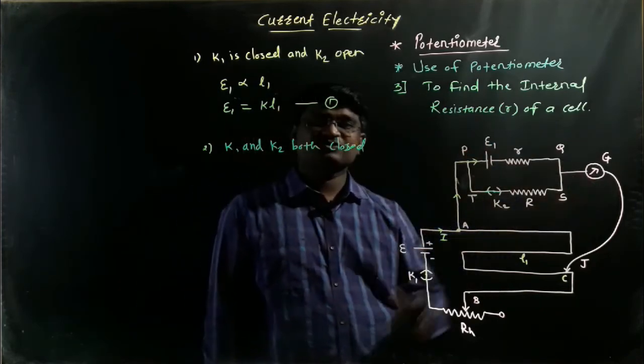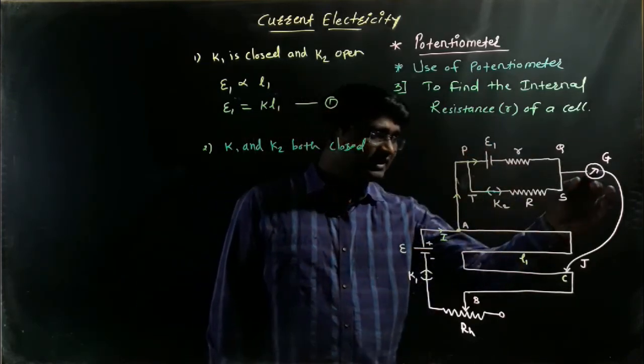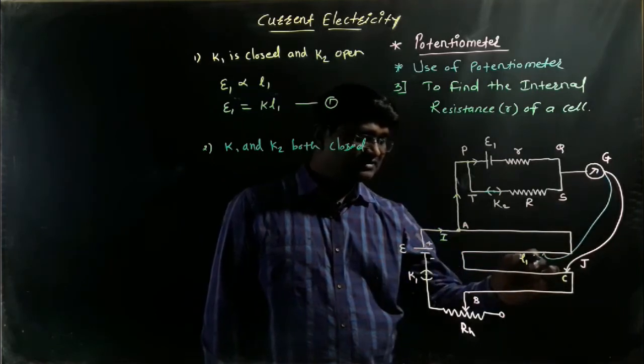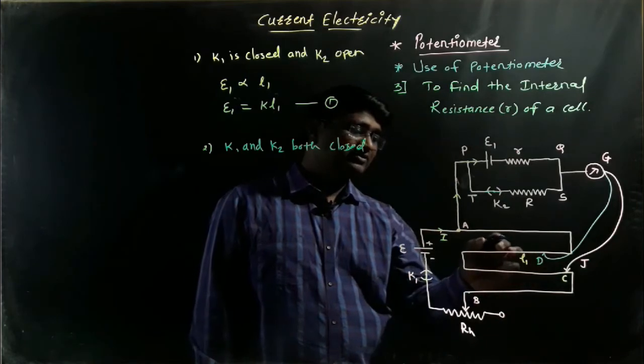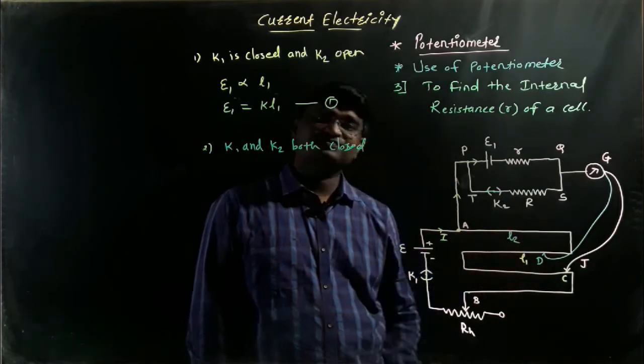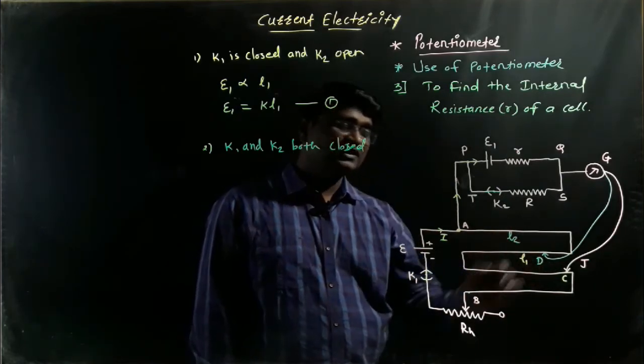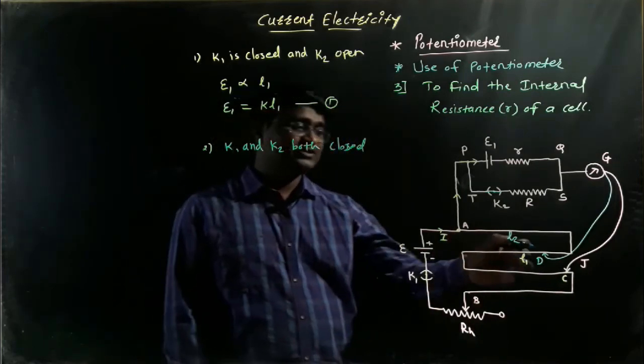So again the galvanometer shows deflection, and when the jockey again touches at a point, imagine that that is D, whose length will be denoted by AD. So AD is equal to L2. So again we observe the null deflection point, the balancing condition of the network.